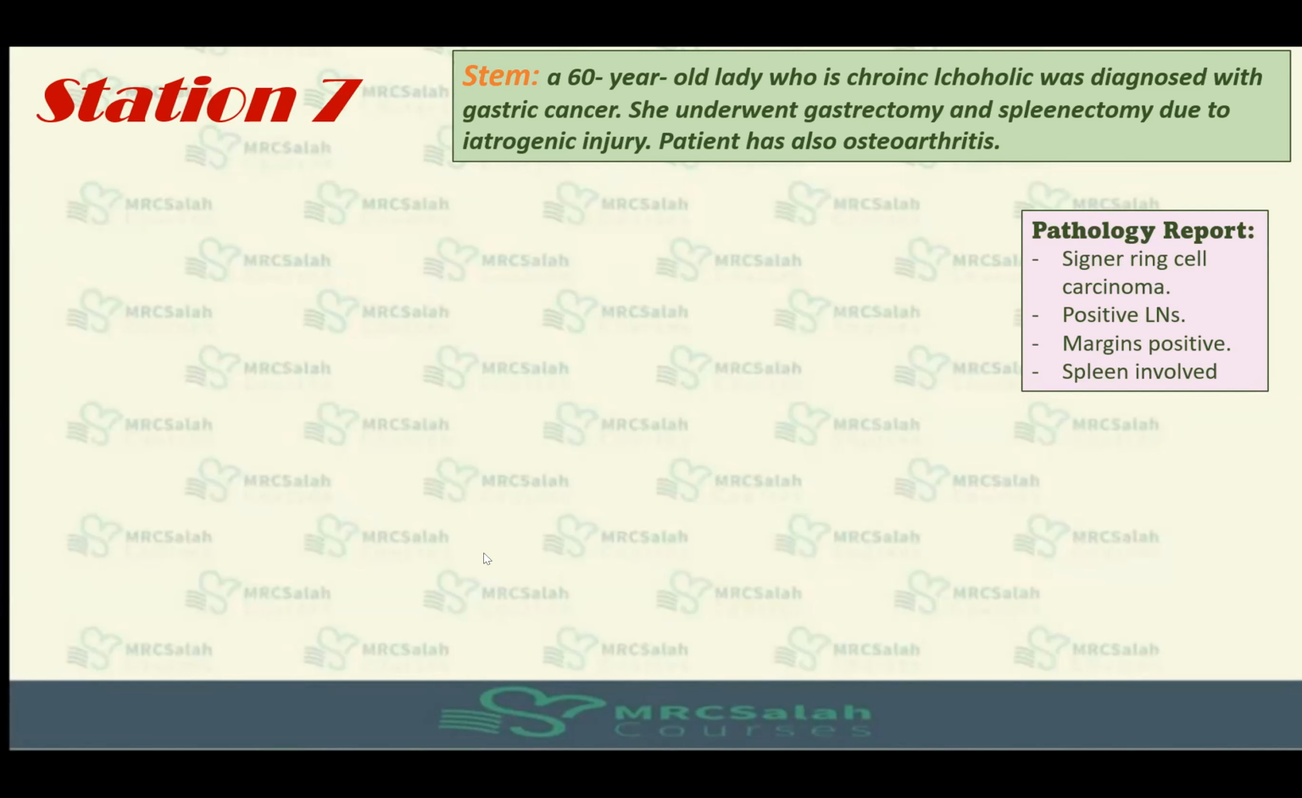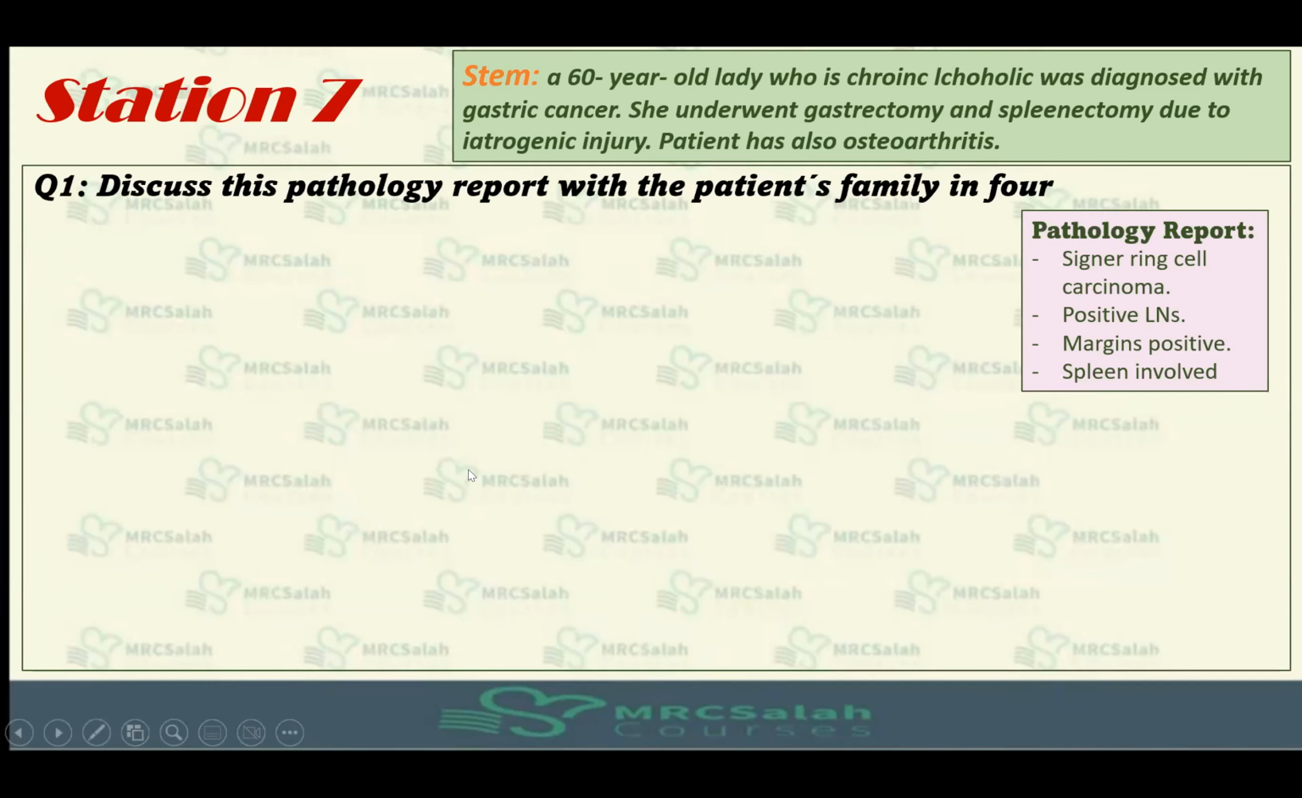Sorry. So can you discuss this pathology report with the patient's family in 4 simple sentences? Okay, I'll tell them that this is cancer of the stomach, and there is incomplete resection, so there is a high possibility of recurrence, and the patient will require further resection and chemotherapy. Yes, you said it right, but you have to simplify it more in layman's terms because you are talking to the family.